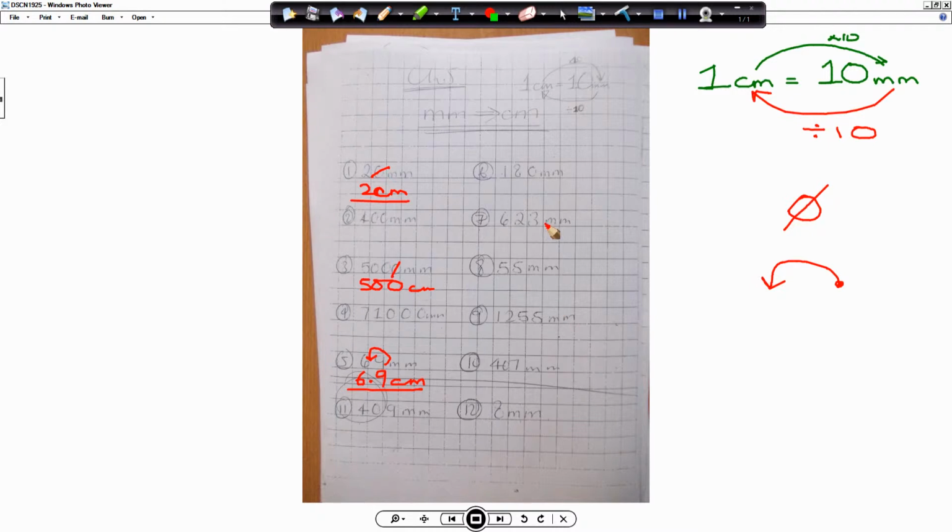Okay, 623 millimeters, the decimal point is at the end of a whole number. Move it back by one place, so that gives you what? 62.3 centimeters. Okay, we have 1,255 millimeters. Put the decimal point at the end of a whole number. Move it back by one place. Copy everything down. The key word is copy down under the number. Put the decimal point in. Finished. Okay, that's all done. You now do the rest of the questions for classwork. Off you go, right now.